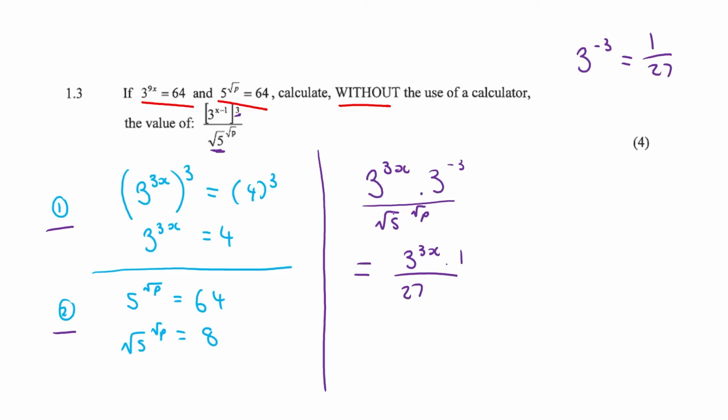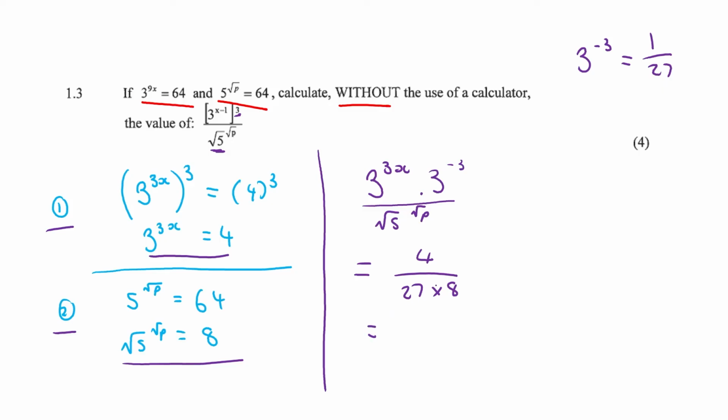Root 5 to the root p, that is equal to 8. We've solved that in our little part 2. Times 8. And you see this 3 to the 3x? That is equal to 4. We solved that in part 1. Times 1, so anything times 1 is just going to remain the same. It's going to be itself. And we have 4 over 27 times 8. Now we can use our calculator.